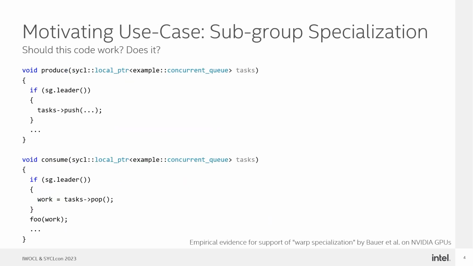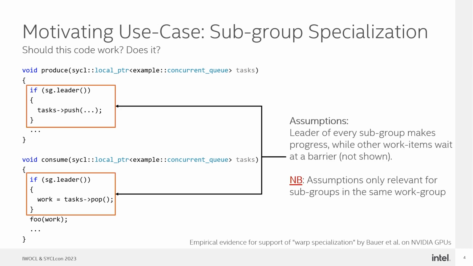But what if we're not trying to synchronize all of the workgroups? What if we just want to synchronize some of the subgroups within the same workgroup, like in the code shown here? Well, this code still makes the same assumptions as the previous slide. It's just making those assumptions at a narrower scope, subgroup scope, instead of workgroup scope. And again, there's empirical evidence that this works on some GPUs at least some of the time. And there are some CUDA codes that employ this so-called warp specialization as an optimization. But this isn't necessarily guaranteed to work in SYCL.